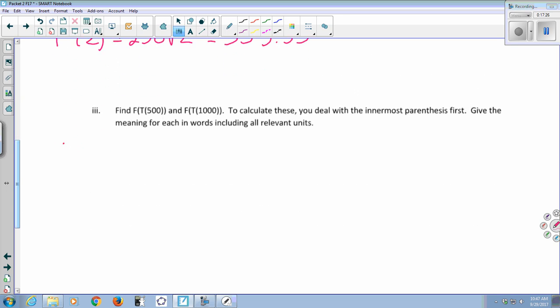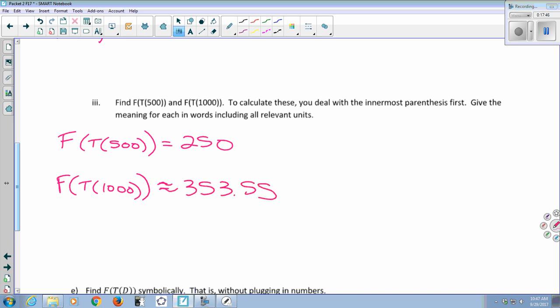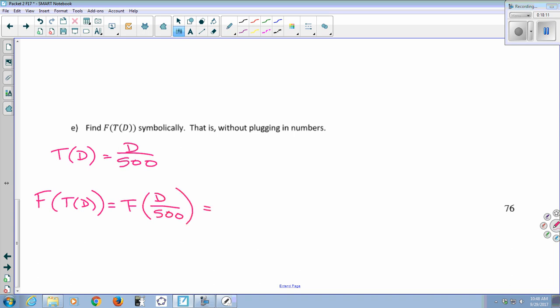So f of t of 500 is 250. And f of t of 1,000 is approximately 353.55. F of t of d symbolically, well, t of d is d over 500. So f of t of d is f of d over 500, which is 250 times the square root of d over 500, which we might be able to simplify, but I'm not going to bother right now.